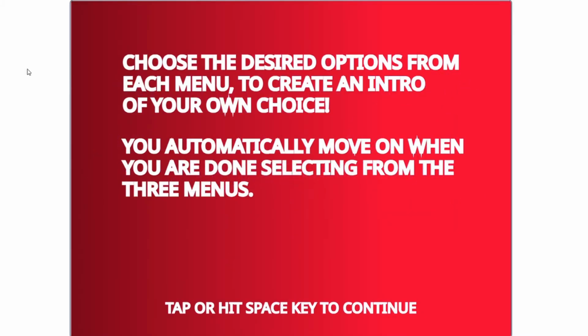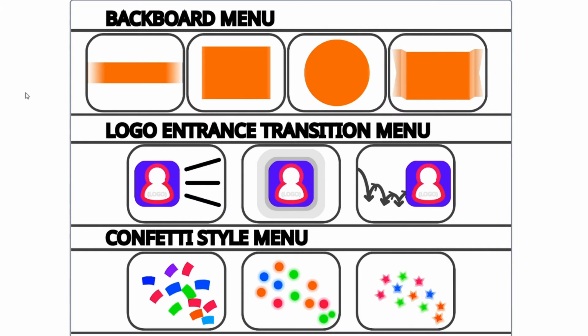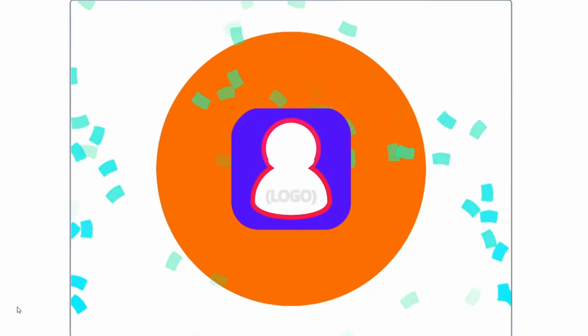Select the desired options from each menu to create an intro of your own choice. You automatically move on when you are done selecting from the 3 menus. The first menu, which is the background menu, sets the screen behind the logo while the intro is going on. We will select one from here now.